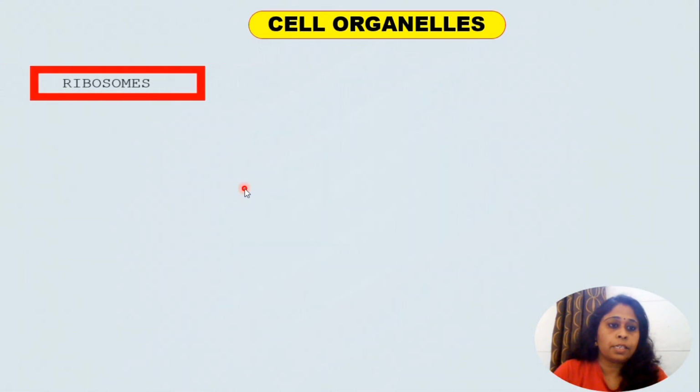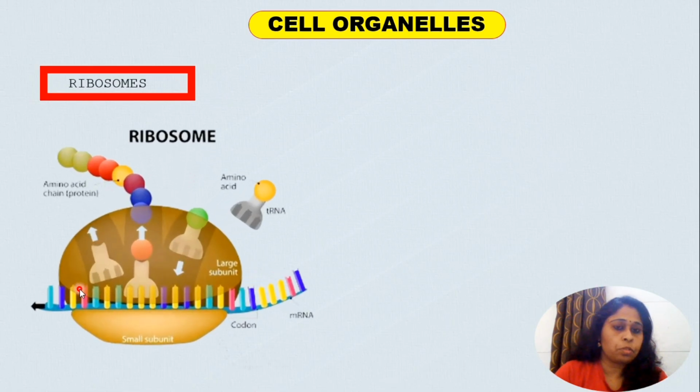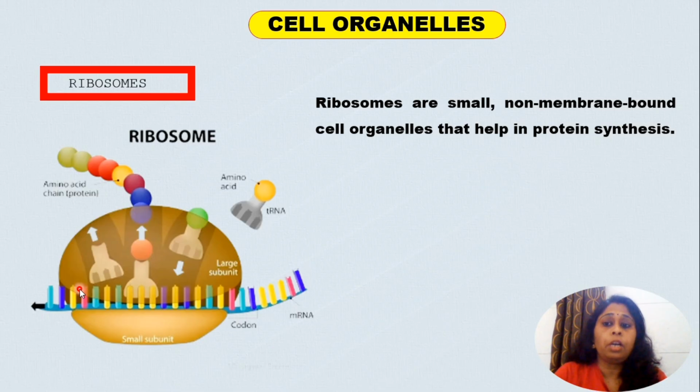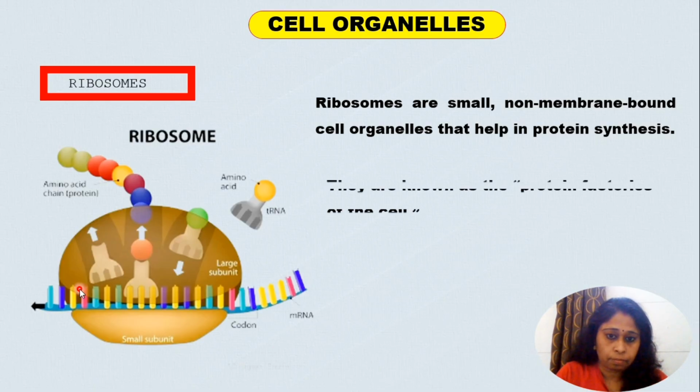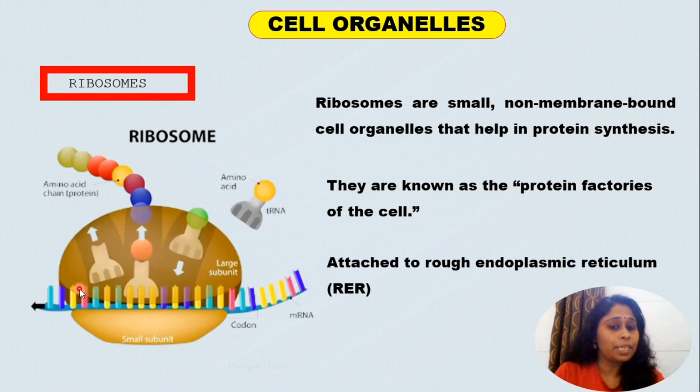Next is ribosomes. So what is ribosome? Ribosome is basically found in all the living cells. They are small non-membrane bound cell organelles that help in the protein synthesis. So the main function of ribosome is to help in protein synthesis. And they are also known as protein factories of the cell. Why are they known as protein factories? Because they help in protein synthesis. That is why they are known as protein factories of the cell.